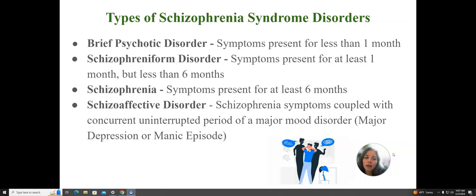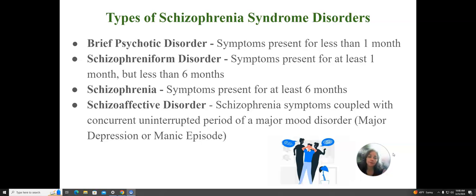So let's talk about some of the different diagnoses. You can have a brief psychotic disorder, right? And that was my brother's case, where he went into this psychotic state, but he didn't stay in that state. He came out of it. And when he came out of it, he was released from the hospital, and he went back to what would seemingly be a normal life for him.